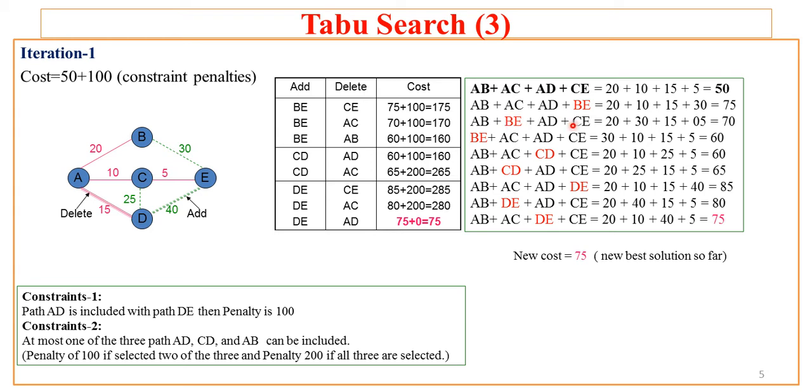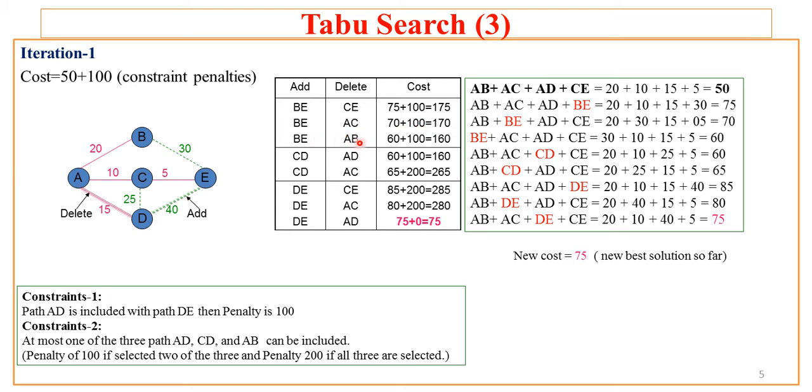Similarly, instead of CE, if AC is replaced with BE, then we'll get new cost 70. But you know that if constraint 1 and constraint 2 are applied on this particular solution, which is AB, BE, AD and CE, the penalty of 100 will be added, which is just because of the AB and AD, which is a second constraint to be applied on this solution. So this way it will be 70 plus 100, 170.